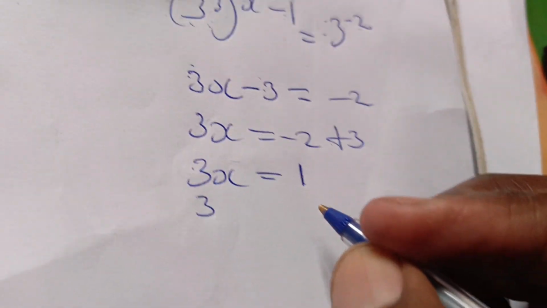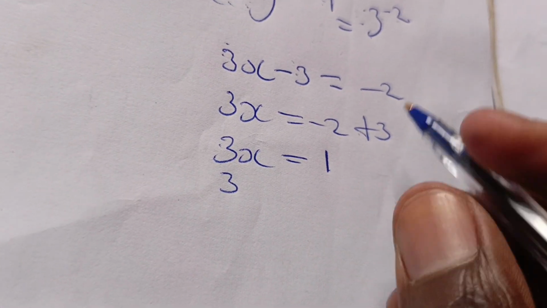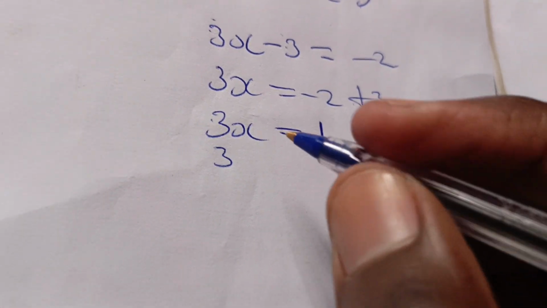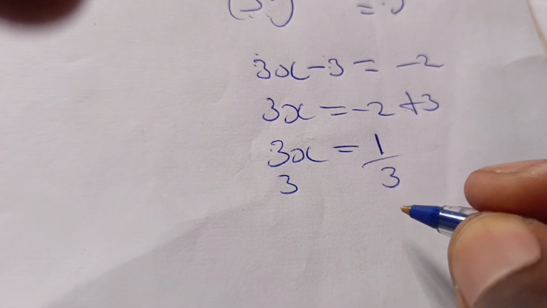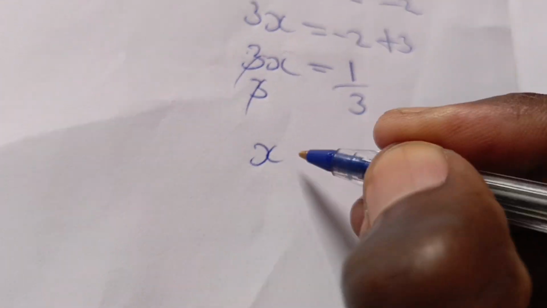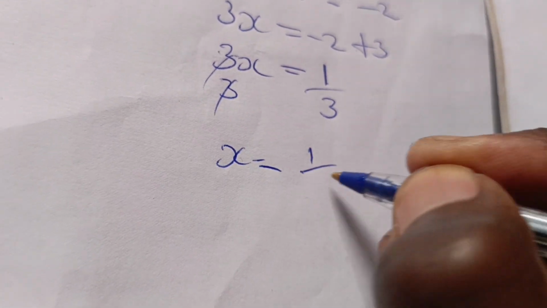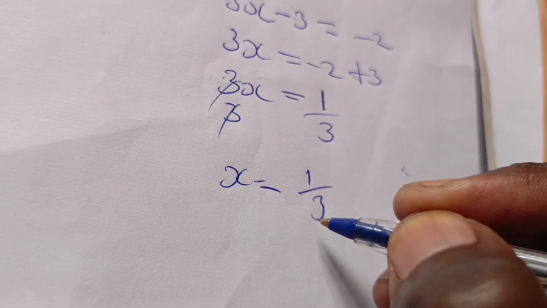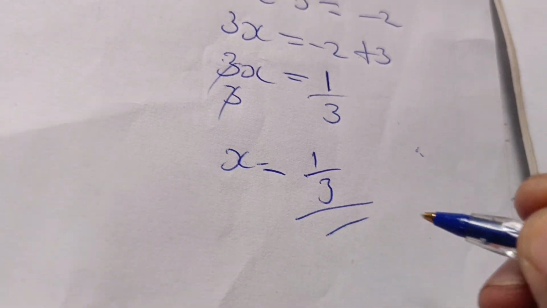We divide by 3. I say it's critical. You can just see the process where we are going. So you divide by 3, even this side. So 3 and 3 go. So x is equal to 1 over what? Over 3. That's our answer.